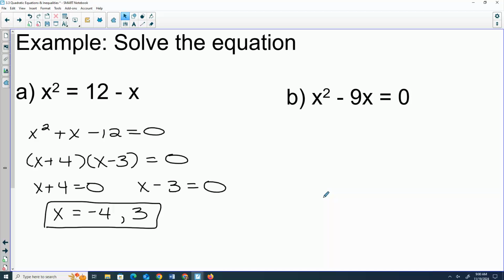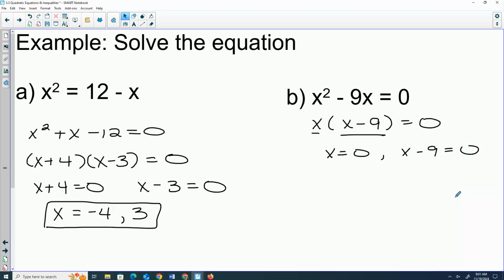Right, so it's still quadratic and it's already equal to 0, but we don't have a c term. So what would I do here? Take out the x. Yeah, we got an x. And that leaves us with x times x minus 9 equals 0. So that means one of these things has to equal 0. Either x equals 0 or x minus 9 equals 0. Add over 9. So we get 0 and 9.